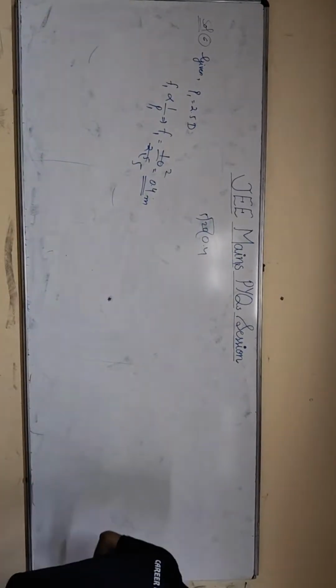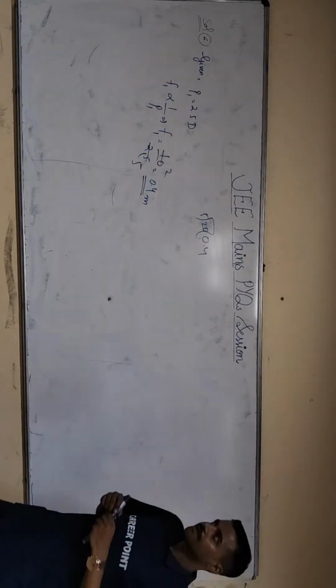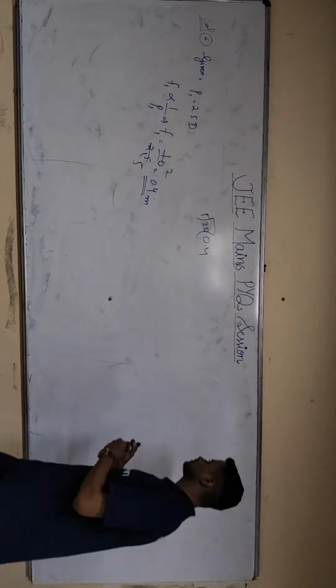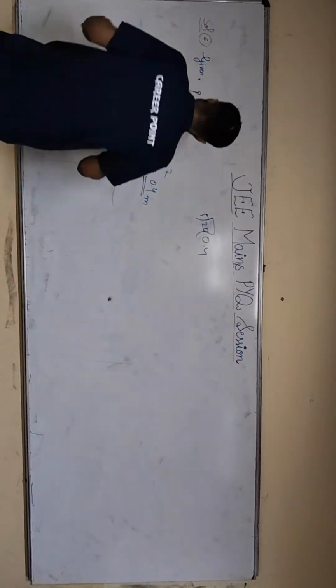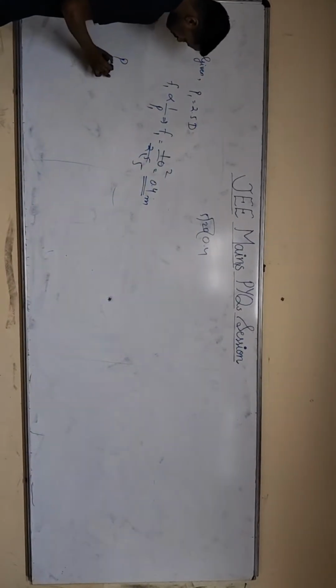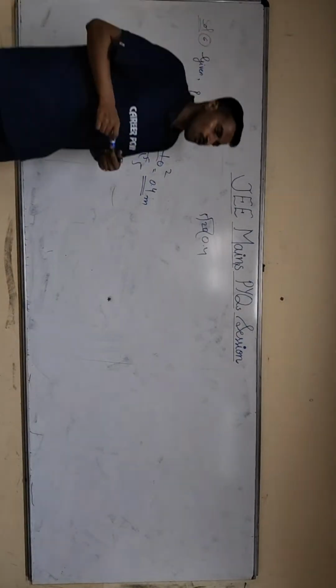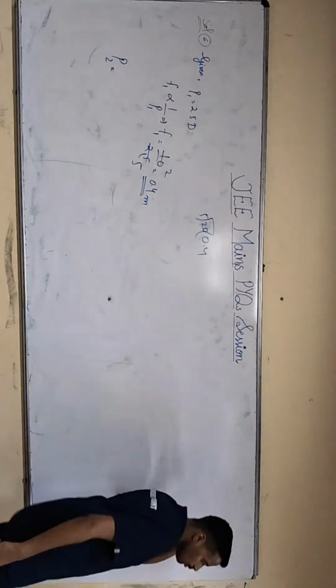So now P2 is nothing but, as you know, whenever we have to calculate P2, this is the increment. I repeat once again what the question is saying, the relative decrease.